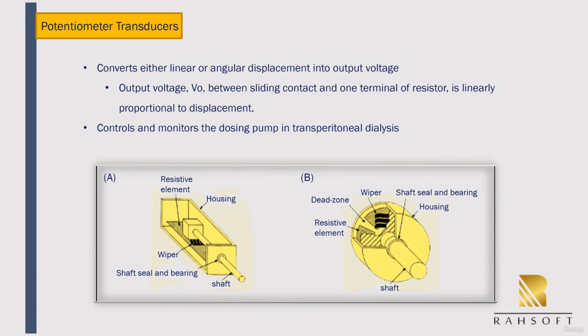Another type of transducer is a potentiometer transducer. It converts linear or angular displacement into output voltage. The output voltage between the sliding contact and one terminal of the resistor is linearly proportional to the displacement. They can be used to control and monitor the dosing pumps in transperitoneal dialysis.